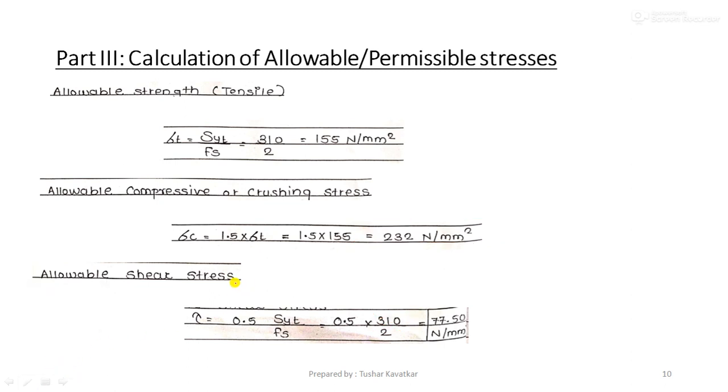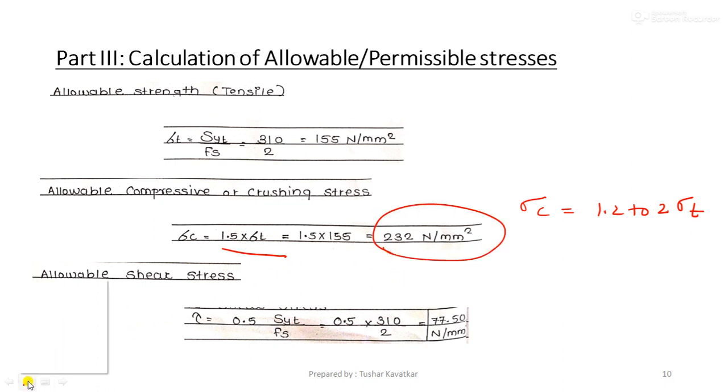Now what is the next part? Allowable compressive stresses. Normally we take sigma c equal to 1.22 times the tensile strength, because the compressive strength should be more as compared to the tensile strength. So no need to go for the calculation of this, directly you can take 1.22 times sigma t. But for the knuckle joint, I will consider sigma c as 1.5 times sigma t, because this much is sufficient to sustain the compressive stresses.